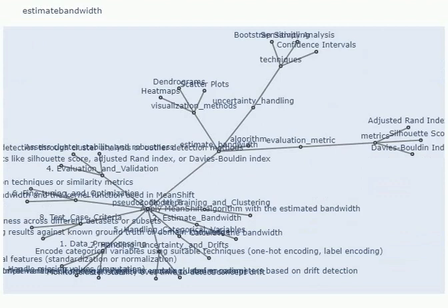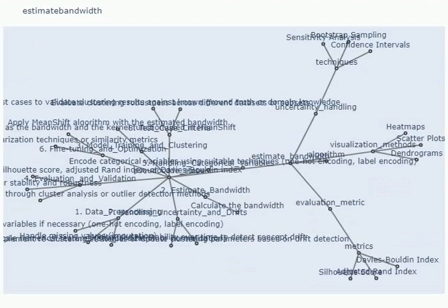2. Estimate bandwidth. Description: estimate the bandwidth parameter for MeanShift clustering using the given data. Steps. Calculate the bandwidth. Details: use the nearest neighbors algorithm or other methods to estimate the optimal bandwidth for MeanShift clustering.